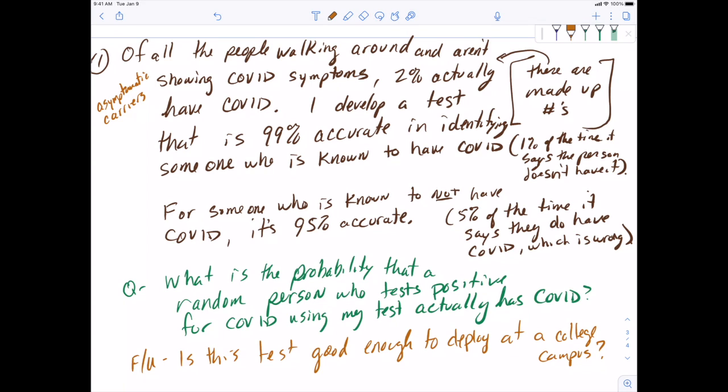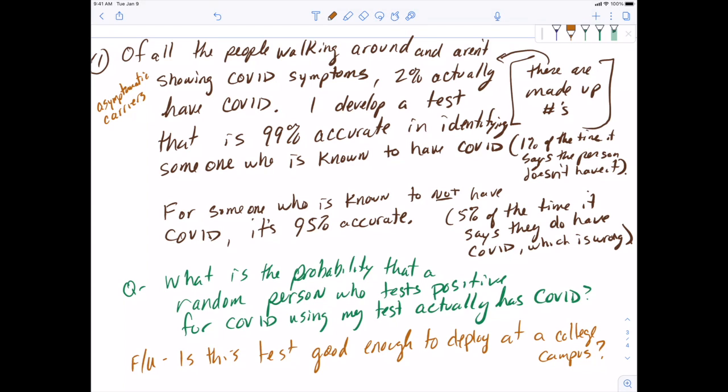So for someone who is known to not have COVID, if I take 100 people who do not have COVID, it's 95% accurate. In other words, 5% of the time it will say that they do have COVID. It will tell me 95 of them do not have COVID, but it will incorrectly tell me 5 of them do. So again, if someone's known to have COVID, it will 99 times out of 100 tell me the truth, and one time it won't. But if they don't have it, it'll tell me the truth 95% of the time and be wrong 5%.